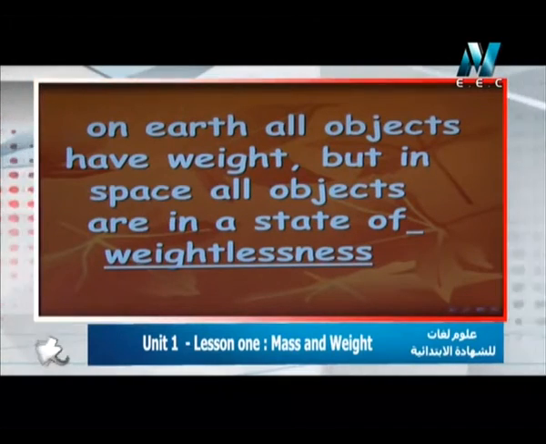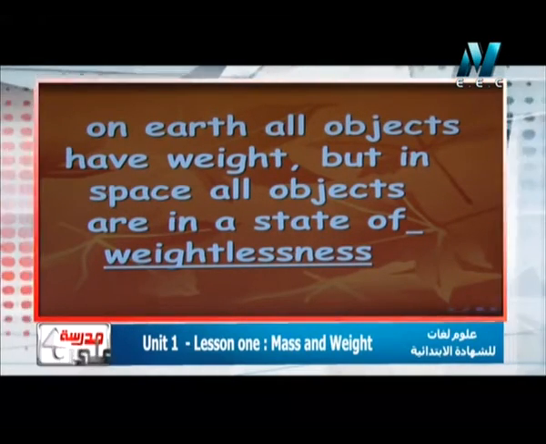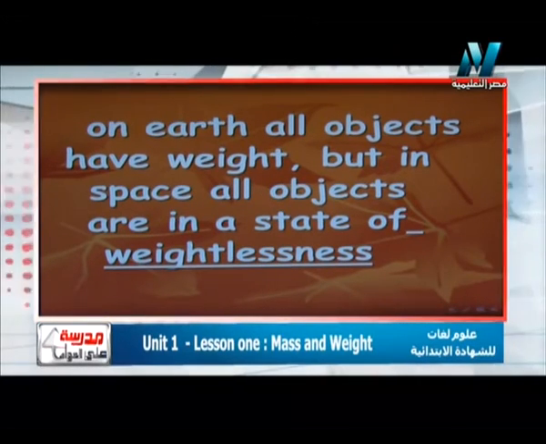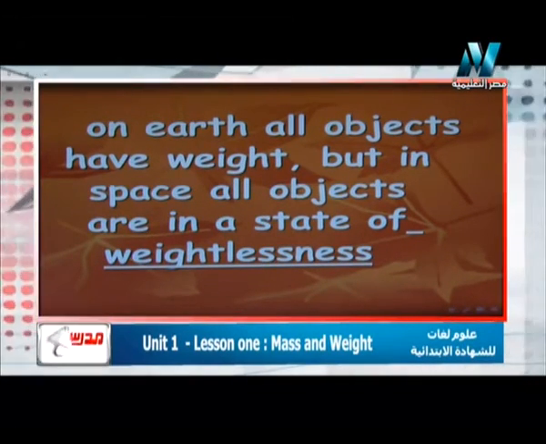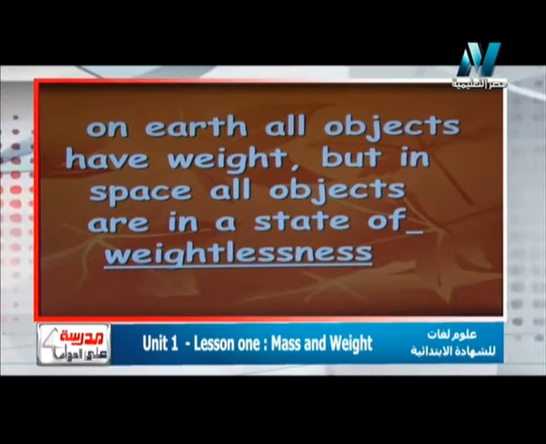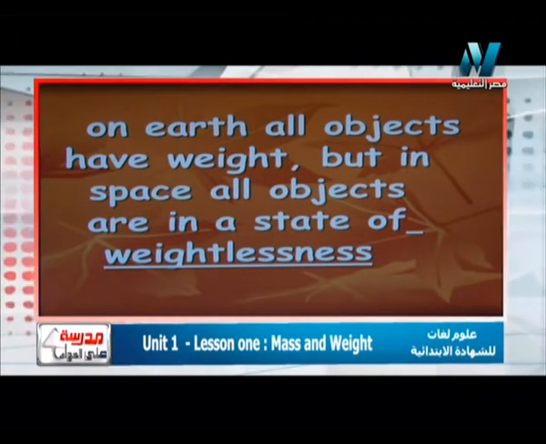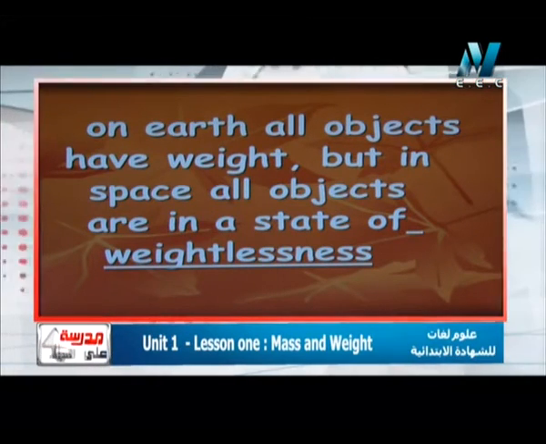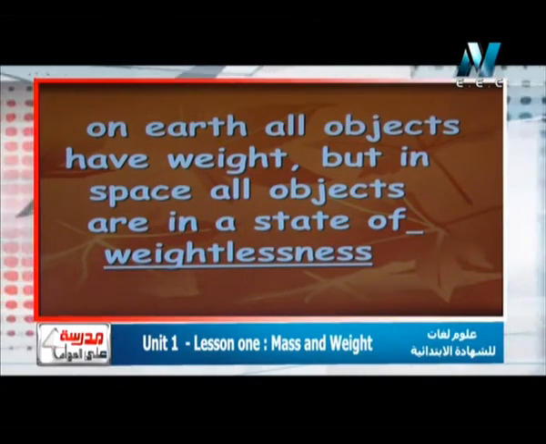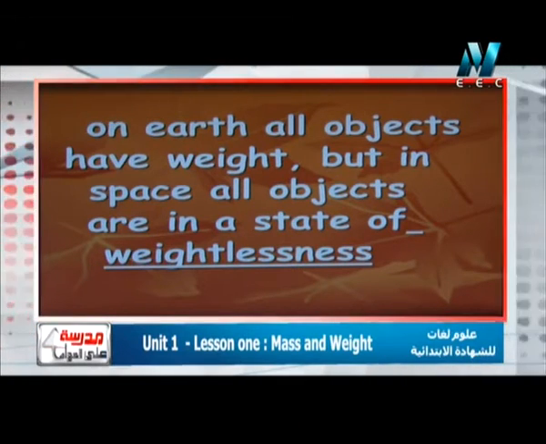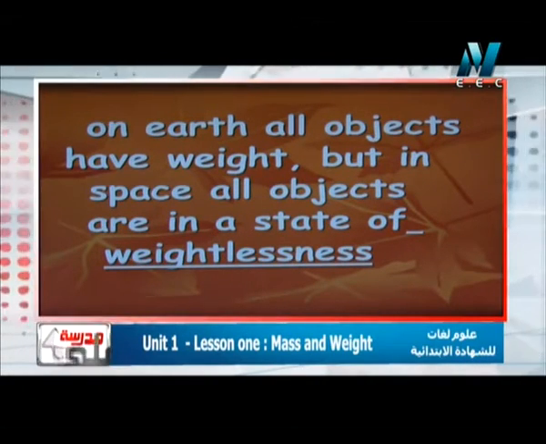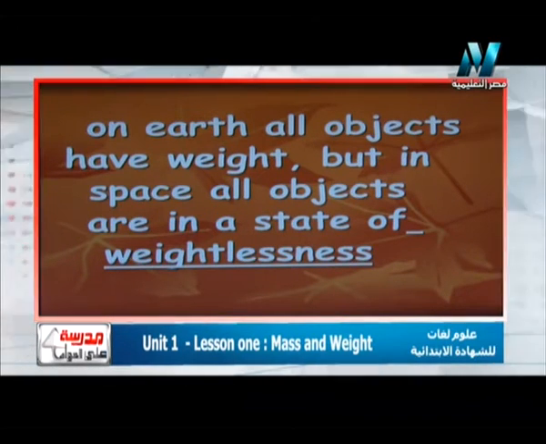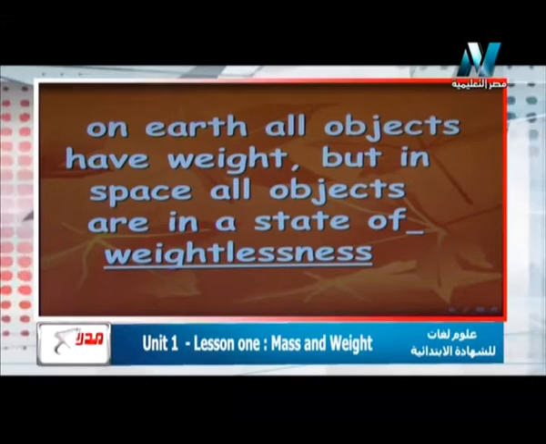On Earth, all objects have weight. على الأرض كل حاجة ليها weight. But in space, في الفضاء بقى all objects are in a state of weightlessness. الفضاء بيبقى في حالة اسمها weightlessness أو انعدام الوزن أو انعدام الجاذبية. ليه؟ Because in space we have no weight، ما عندناش weight أو we have no gravity، مفيش جاذبية بتشدني. أنا خرجت بره نطاق الجاذبية أو بره المجال اللي ممكن يبقى فيه جاذبية للأرض، ففي الحالة دي هنسميها weightlessness.